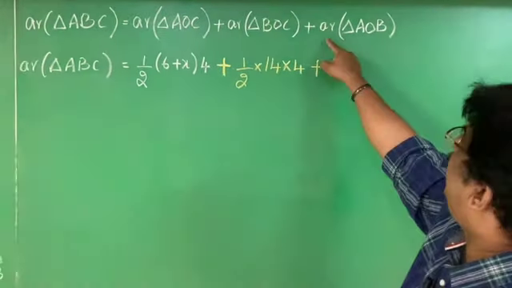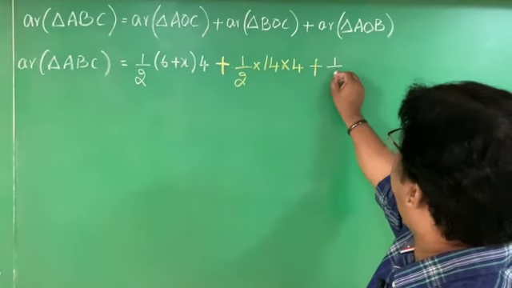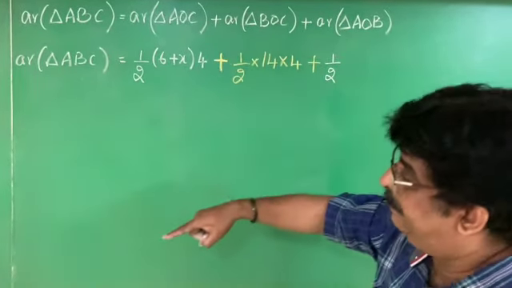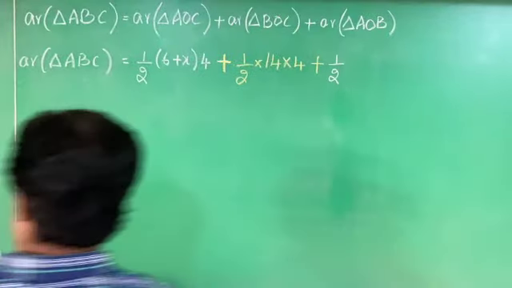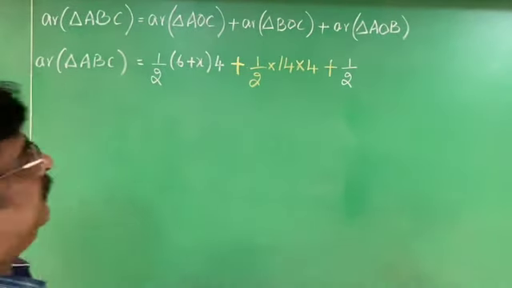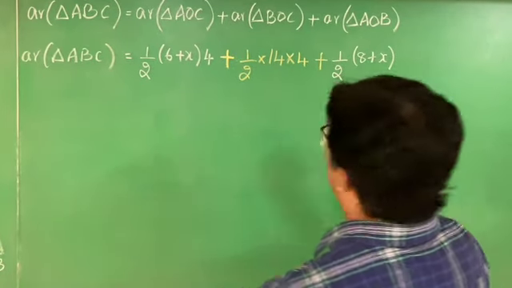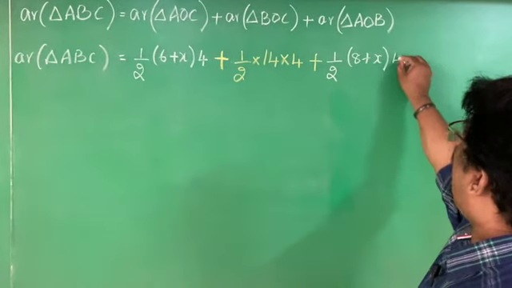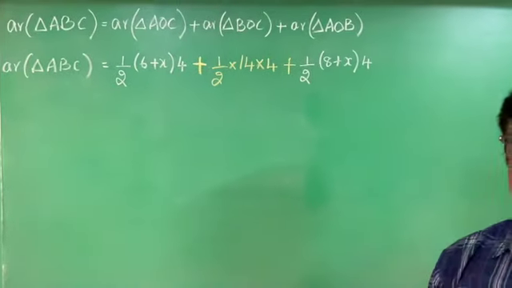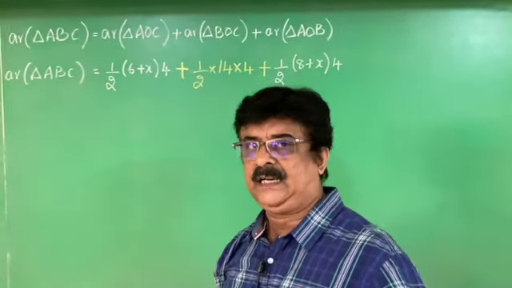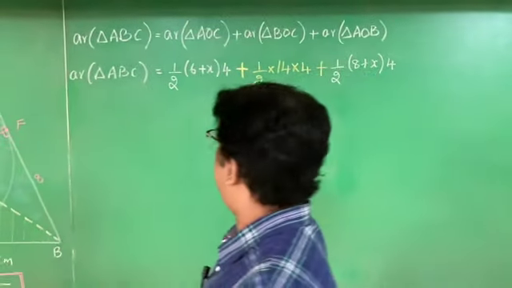Half. Now the area of triangle AOB: half into base. The base of the triangle AOB means 8 plus x. Therefore, it becomes 8 plus x, into height. Height is 4. See, in all the three triangles, the altitude is the same. That is the radius of the circle. The radius of the circle is 4 centimeter.